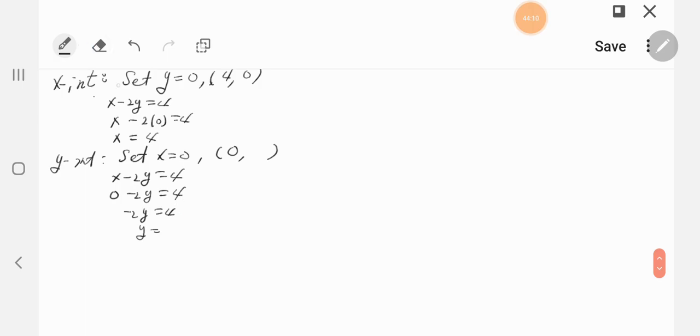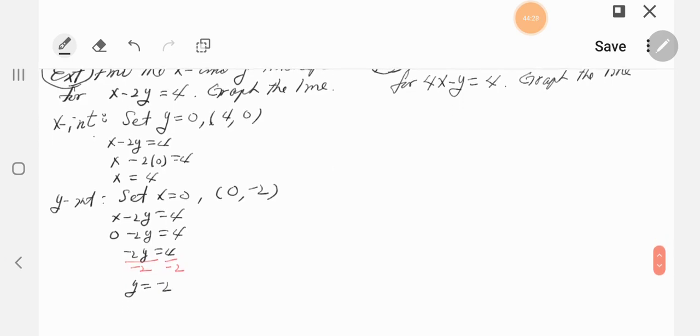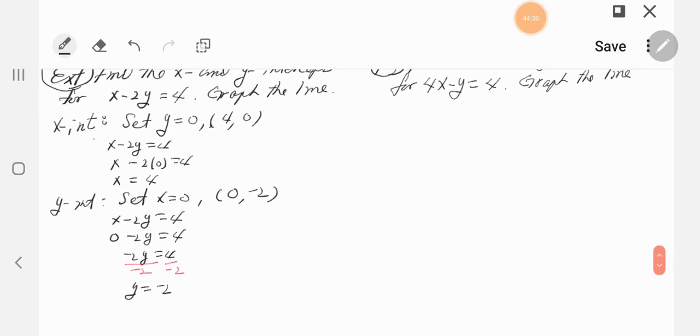Can you see negative 2? Let me write it one more time. So I'm going to divide each side by negative 2, negative 2. And then y is equal to negative 2. So the y-intercept is x equals 0, y equals negative 2. Right? So from this, let's graph the line.